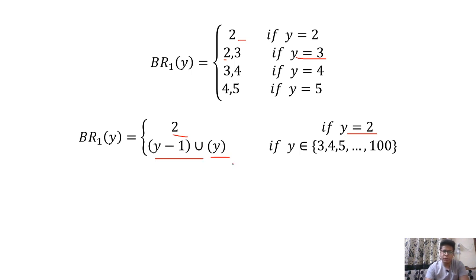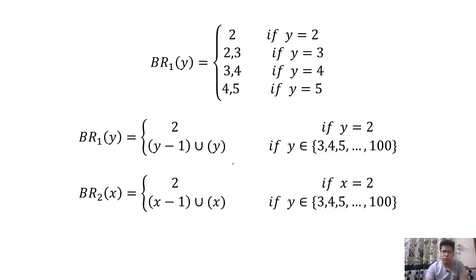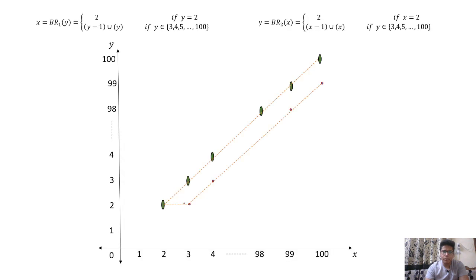So let's draw the best response for player 2 here also. This is the best response for player 2 according to the symmetry. According to the symmetry, just replicate the best response for player 1 also here. So you can see the best response for player 1 is this, and the green dots show where the two best responses intersect.